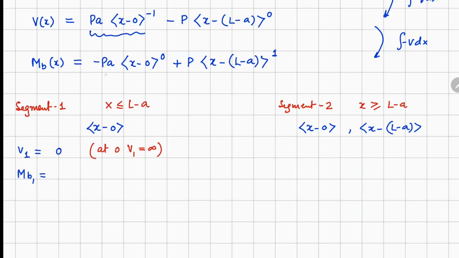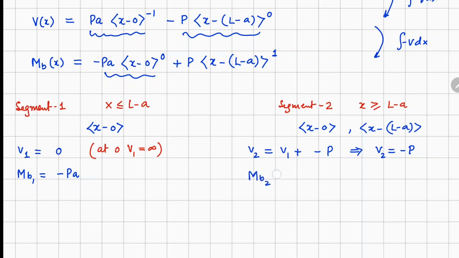For MB1 we'll evaluate this function. It's going to give us minus PA times 1, because x minus 0 to the power 0 will give you only 1. Similarly we can go to segment 2. So now for segment 2, V2, we have to evaluate both of these. First part we have already calculated, so we can write V1 plus the second function. In this case it's going to be minus P. Inside we are going to get x minus (L minus A) to the power 0, which will give us 1. So we can just remove this. So your V2 value from here, everywhere it's 0 for V1, so V2 becomes 0 minus P, which is minus P.